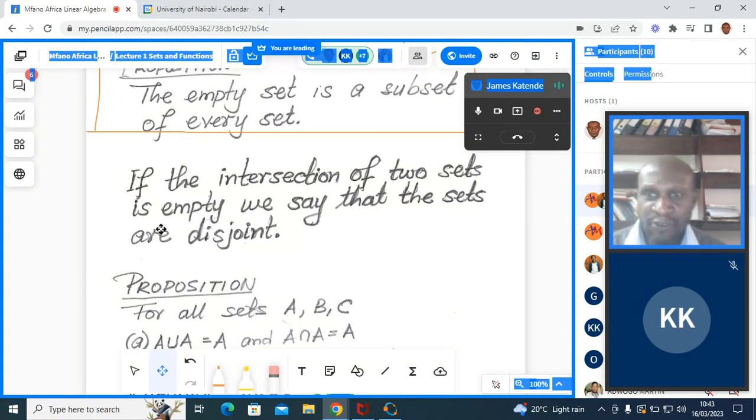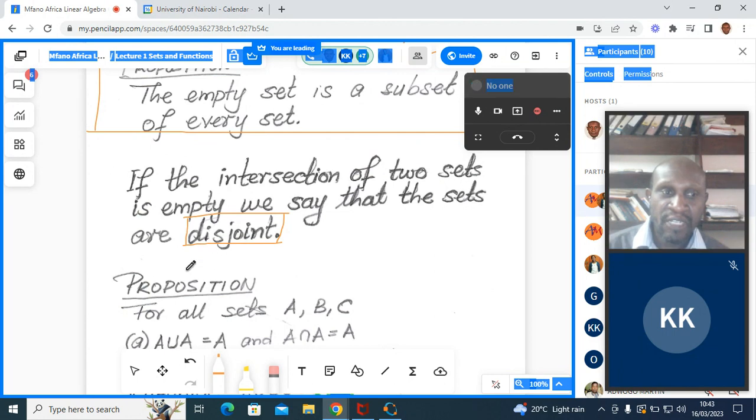So if two sets have nothing in common, if the intersection is empty, then we say that the two sets are disjoint. So disjoint is a definition of the term disjoint sets. Disjoint sets are simply sets that don't have any elements in common. Tuko pamoja?